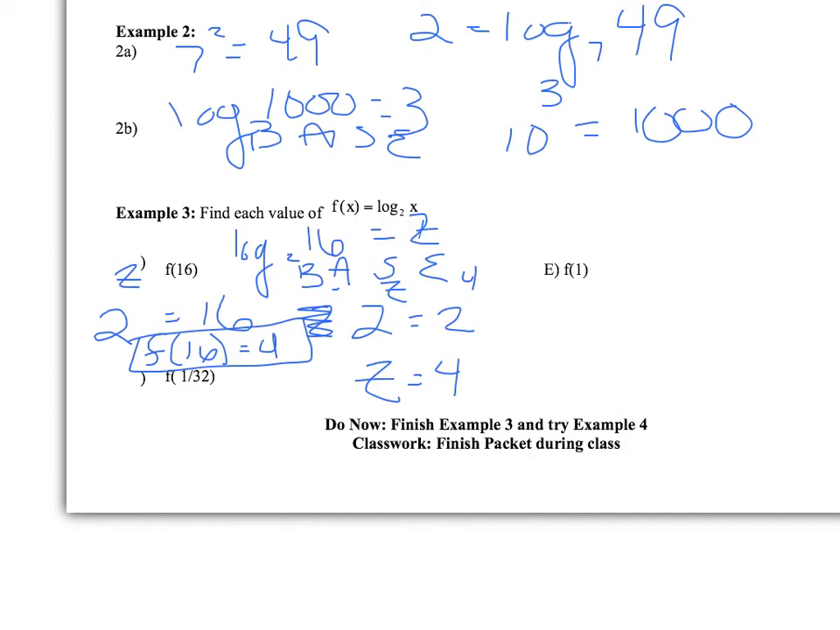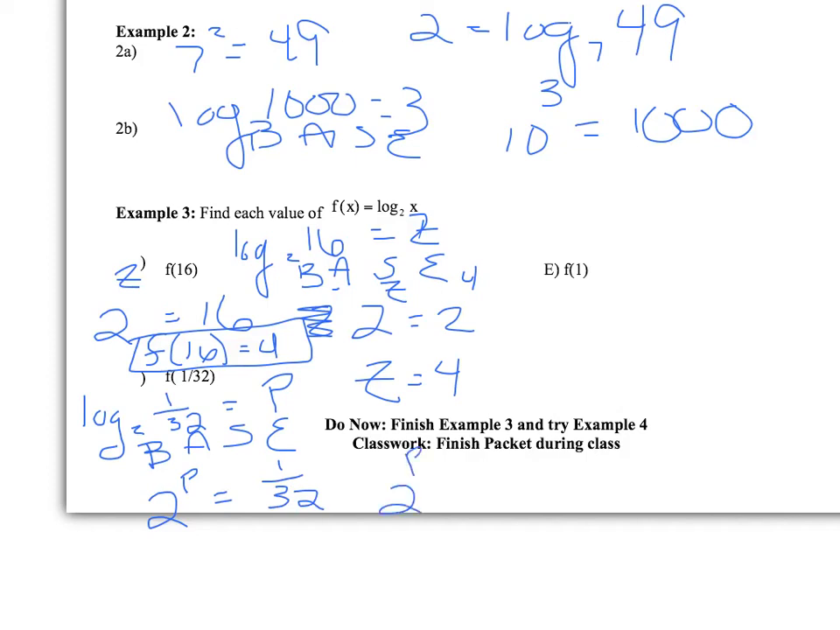Now let's do letter C. Letter C, same idea. You're going to say that it's log base 2 of 1/32. You're going to set it equal to a variable. I'm going to do, let's say, p. And do base. So it's going to be 2 to the p power equals 1/32. When we have a fraction, we can flip it. So it's going to be 2 to the p equals 32 to the negative 1.